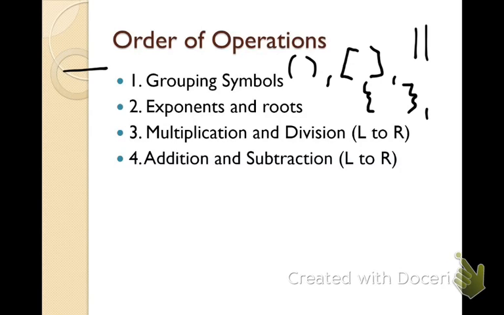So the grouping symbols. And then we're going to look for any exponents. We're going to look for any roots and work those out. And then the next line is multiplication and division. If you're trying to decide between multiplication and division, we work left to right. Then same thing with addition and subtraction. When you're trying to decide which one to do first there, just go left to right. Okay? Grouping symbols kind of messes this up a little bit, right? But there's an easy way to remember this. What is it?